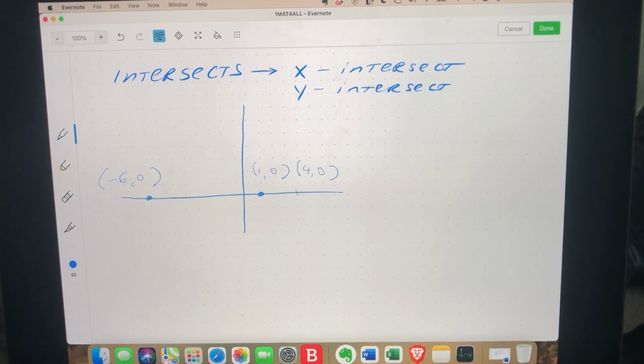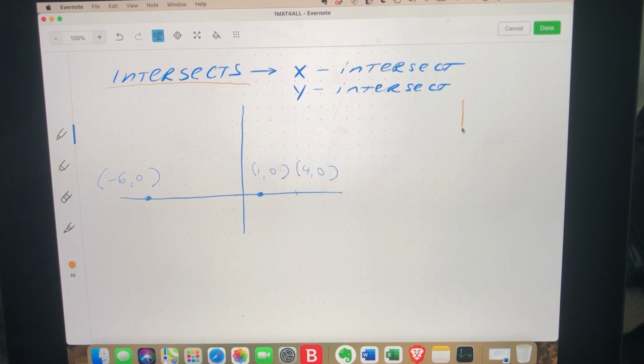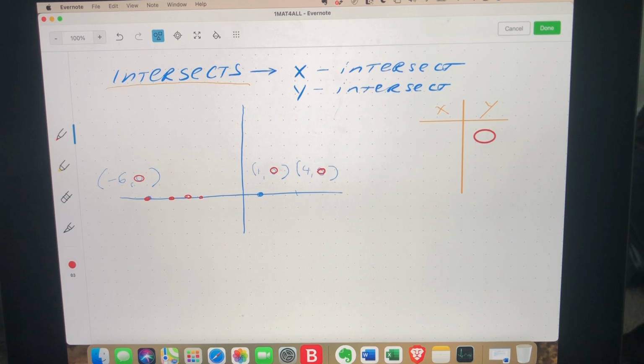So when we use an intercept method to make a sketch, we're in essence using a table with very specific values. For the x-intercept, we use 0 for the y, because that's the only way the point is going to land on the x-axis. So for the x-intercept, y must be 0.